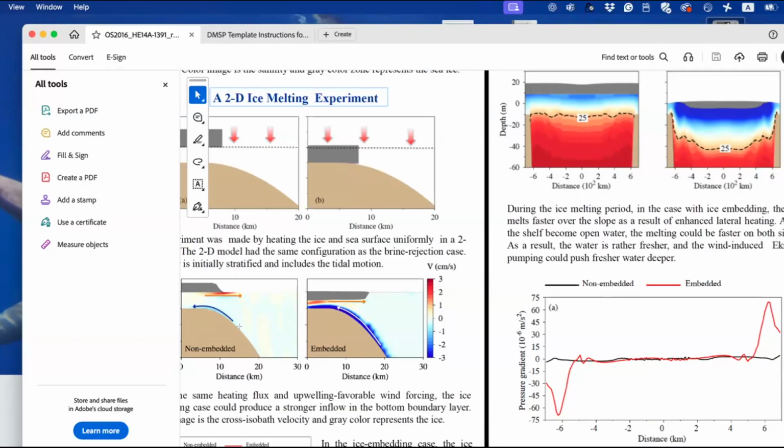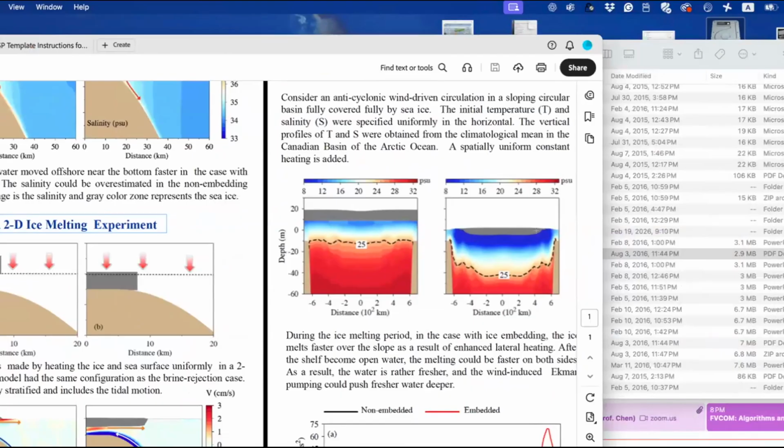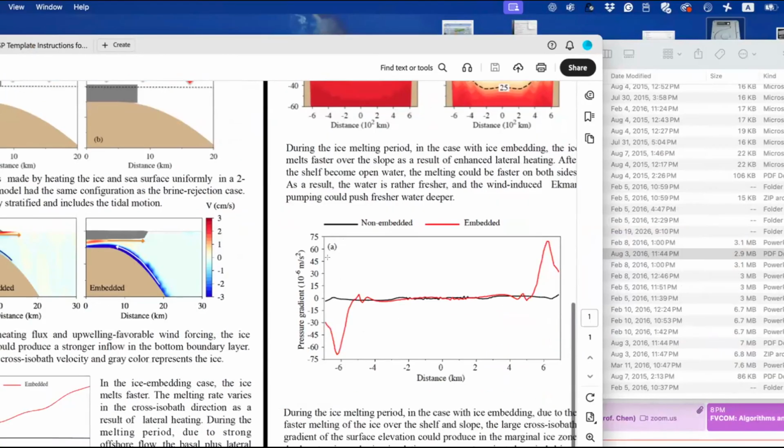Because your volume never changes. The volume never changes for non-embedded ice, but embedded ice changes the volume. In the same way here, with embedded ice, because you get lateral mixing and the heat budget, you get more freshwater release during the ice melting period. That is why you see everything happen at the bottom. The problem is, with non-embedded ice, you see the pressure gradient look like this, but with embedded ice you get a strong pressure gradient on both sides, and you get the sea level going up.